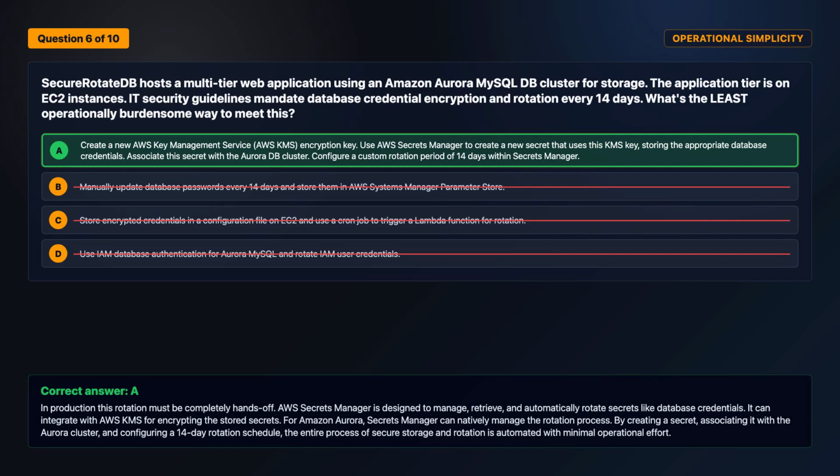The correct answer is option A. In production, this rotation must be completely hands-off. AWS Secrets Manager is designed to manage, retrieve, and automatically rotate secrets like database credentials. It can integrate with AWS KMS for encrypting the stored secrets. For Amazon Aurora, Secrets Manager can natively manage the rotation process. By creating a secret, associating it with the Aurora cluster, and configuring a 14-day rotation schedule, the entire process of secure storage and rotation is automated with minimal operational effort.